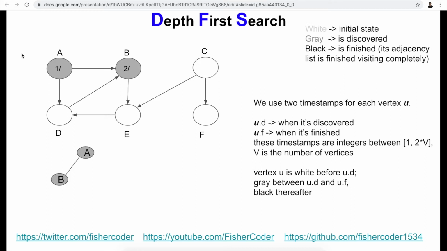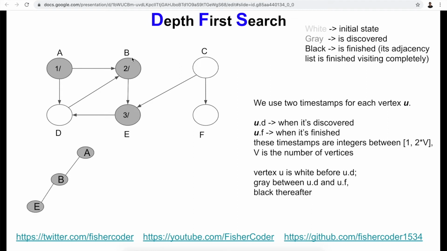Next one is B. So we discovered B. It took us one more time unit, so B's discovered time is 2. Then we'll continue to explore. As the definition of depth-first search says, we'll continue to explore as deep in the graph as possible. From B, we're not backtracking to A because we have something else we'll continue to discover.